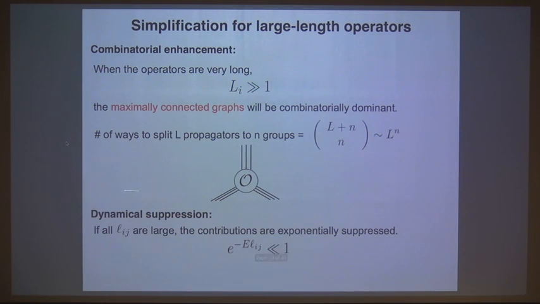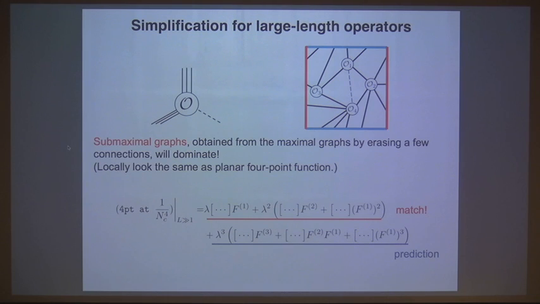However, there is also a competing effect, which comes from the dynamical property of the hexagons. If all the Lij's are very large, the contribution from that kind of configuration is exponentially suppressed because of this e to the minus energy times Lij factor. So when you consider the large length limit, you need to combine these two effects. And if you combine these two effects, then you can conclude that what dominates in the large L limit is submaximal graphs, which are obtained from the maximal graph by erasing a few connections. So this is an example of a submaximal graph.